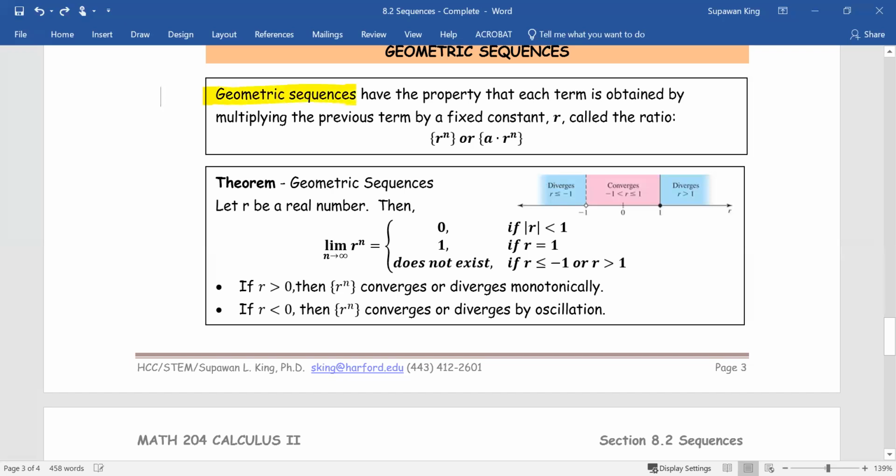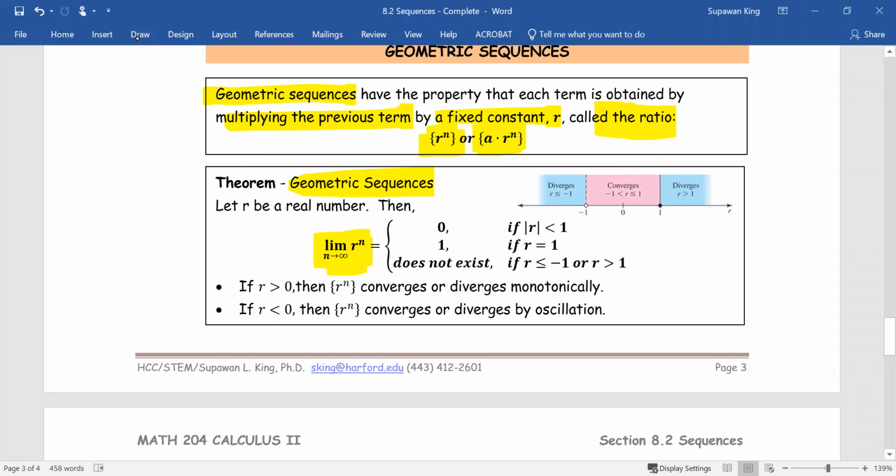Geometric sequences. These sequences have the property that each term is obtained by multiplying the previous term by a fixed constant r, called the ratio, and are in the form of the sequence r to the power n, or a multiplied by r to the power n. The theorem for geometric sequences: let r be a real number, then the limit of r to the power n as n approaches infinity could be one of three cases, depending on the value of r, the ratio.